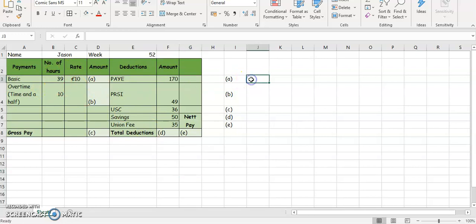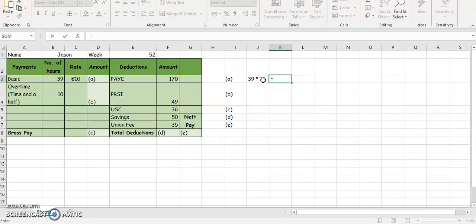To calculate A, we need to take 39 hours and multiply it by 10. That's his hours. He gets 10 euro for every hour he works. So it's going to be 39 multiplied by 10. His basic wage is going to be 390.